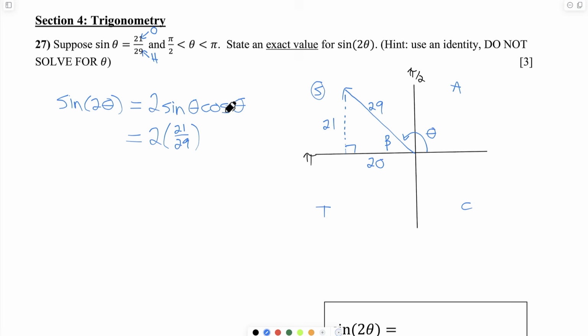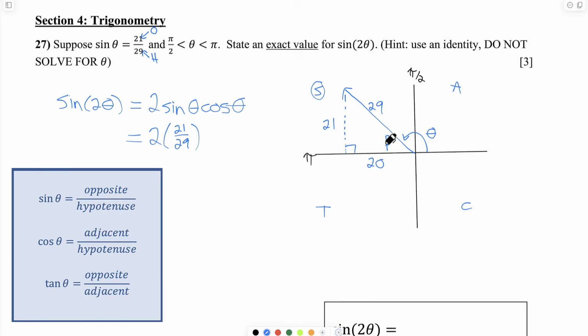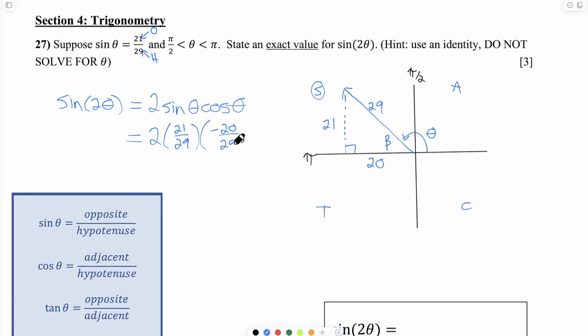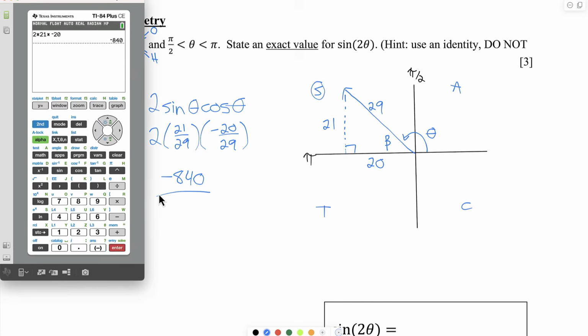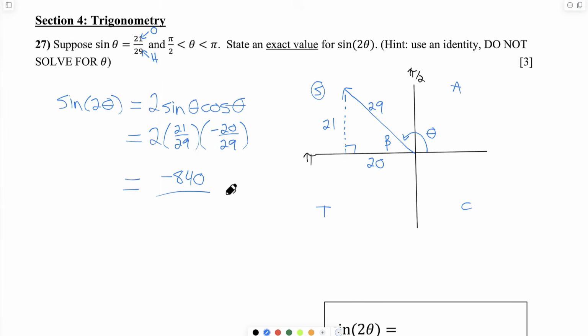So if this is theta, this angle in here, we could call it beta, the reference angle. I could figure out cosine of theta by doing the negative of cosine of beta, because we're in quadrant 2 where cos is negative. And cos of beta is 20 over 29, adjacent over hypotenuse. So cos of theta is the negative of that, negative 20 over 29. Then I can evaluate this, which is negative 840. In the denominator, I have 29 times 29, which is 29 squared, which is 841. There we go, there's the ratio for sine of 2 theta.